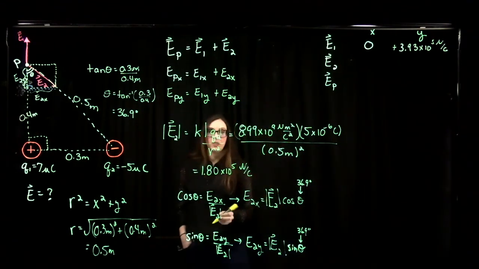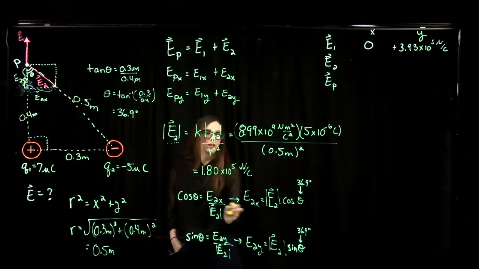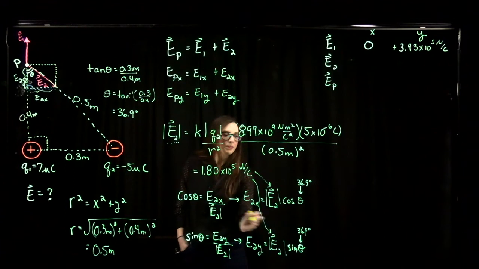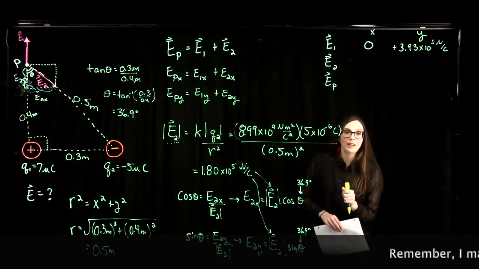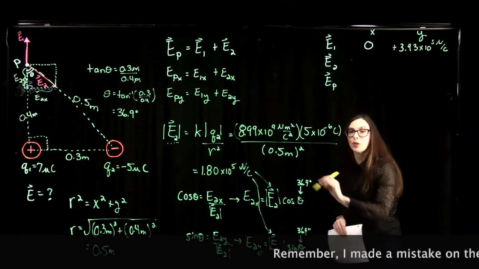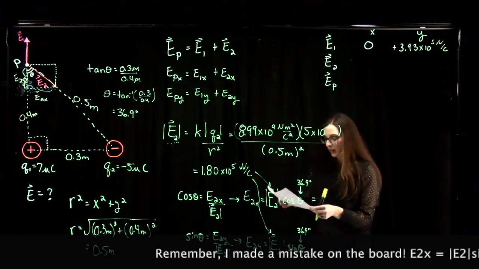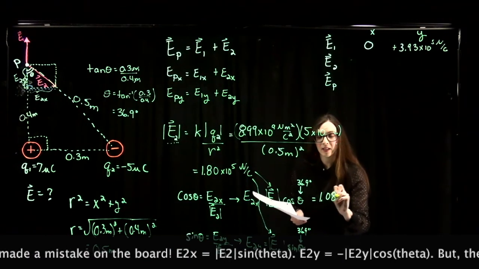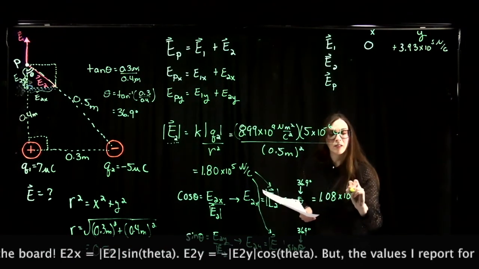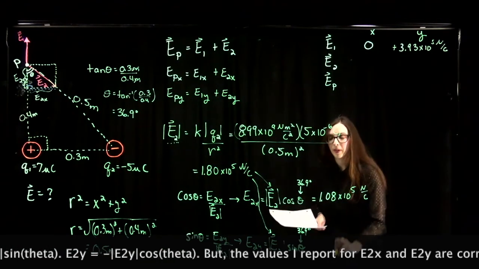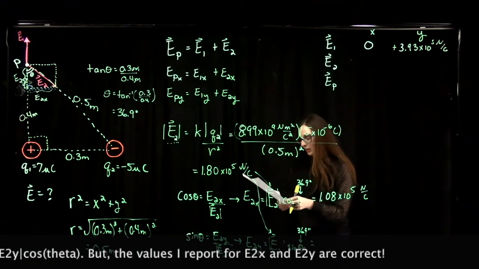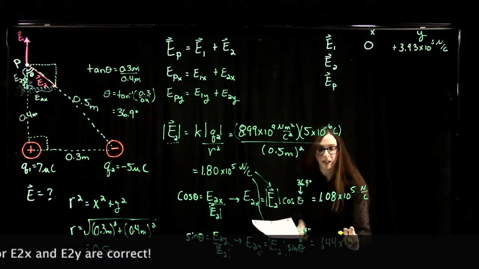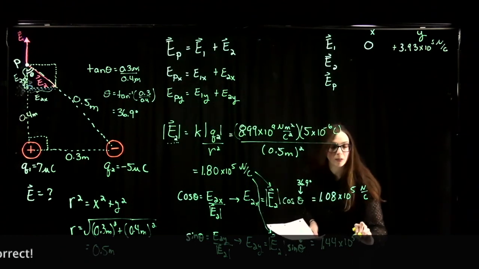And our magnitude of E2, that's what we just calculated right here. That goes there, that goes there. We'll plug those quantities in, and then we'll get that our x component of E2 is equal to 1.08 times 10 to the 5 Newton per Coulomb. And our y component of E2 is 1.44 times 10 to the 5 Newton per Coulomb.